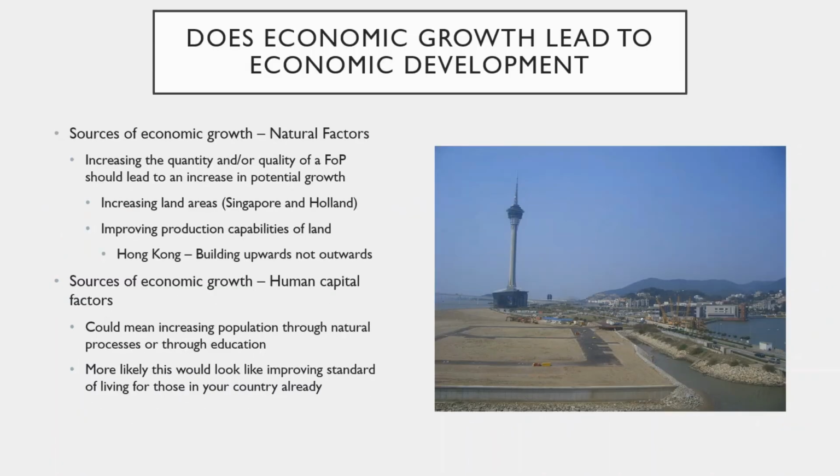All right, some of the sources of economic growth. We're going to talk about sources of economic growth first. Natural factors, increasing the quantity and qualities of the factors of production, increasing land areas, which Singapore and Holland have done, improving the production capabilities of land. Hong Kong has done that by building upwards, not outwards. Another source is human capital factors. This could mean increasing population through natural processes or increasing education.